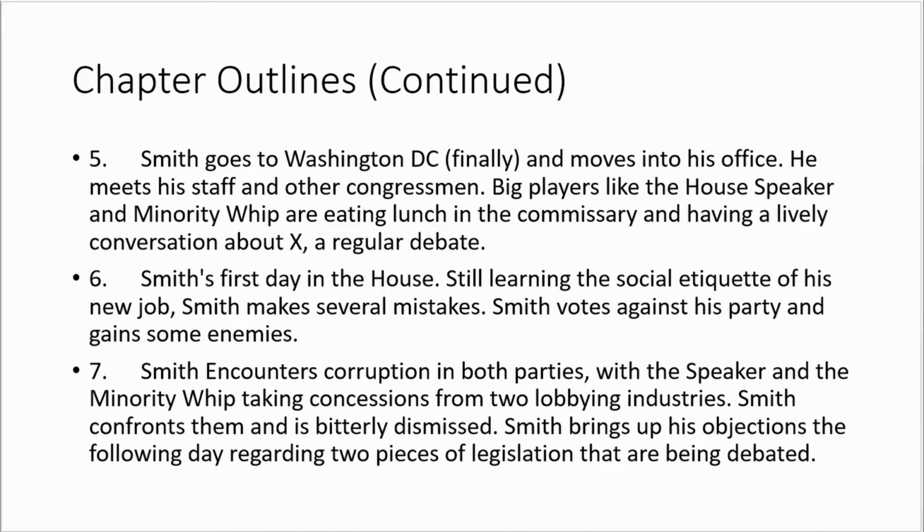Chapter 6. Smith's first day in the House, still learning the social etiquette of his new job. Smith makes several mistakes. Smith votes against his party and gains some enemies. Chapter 7. Smith encounters corruption in both parties, with the Speaker and the Minority Whip taking concessions from two lobbying industries. Smith confronts them and is bitterly dismissed. Smith brings up his objections the following day regarding two pieces of legislation that are being debated.